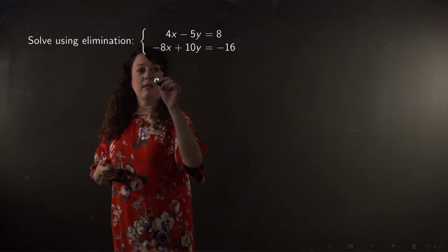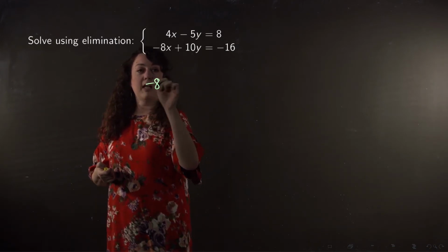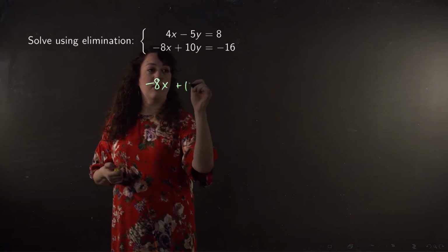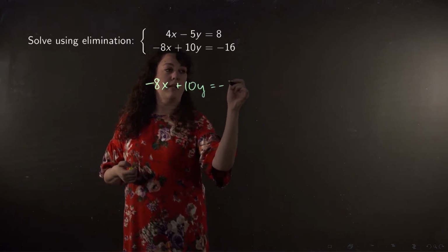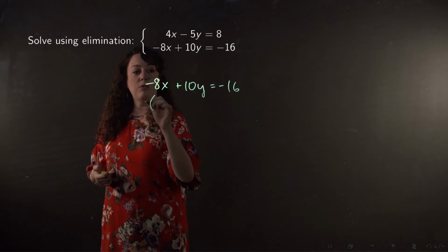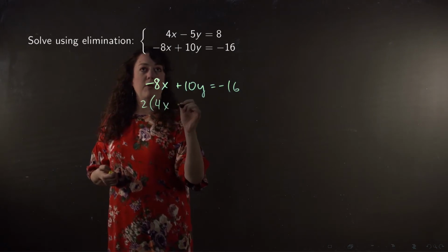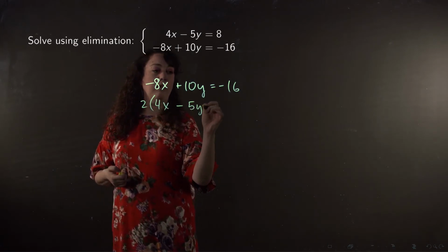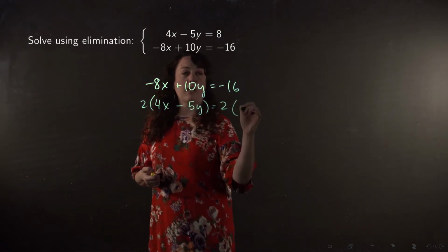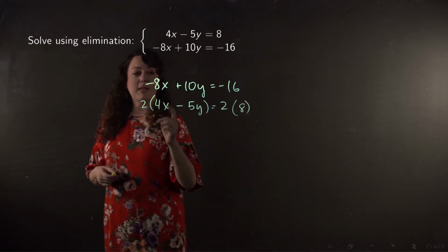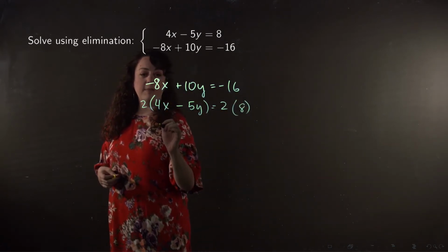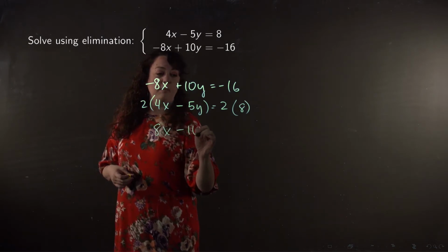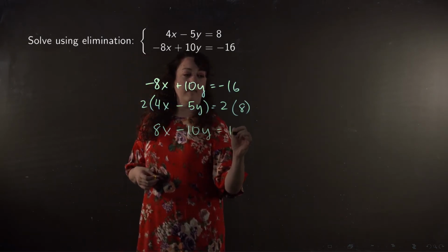So I'm going to take negative 8x plus 10y equals negative 16. And then I'm going to do 2 times 4x minus 5y, and also do 2 times 8. You're probably going to see that something is about to happen. So what does that give me? That gives me 8x minus 10y equals 16.